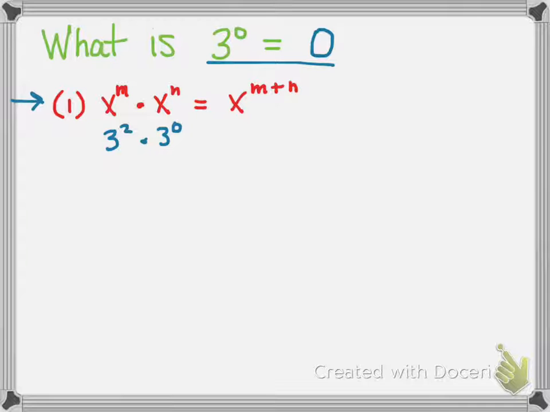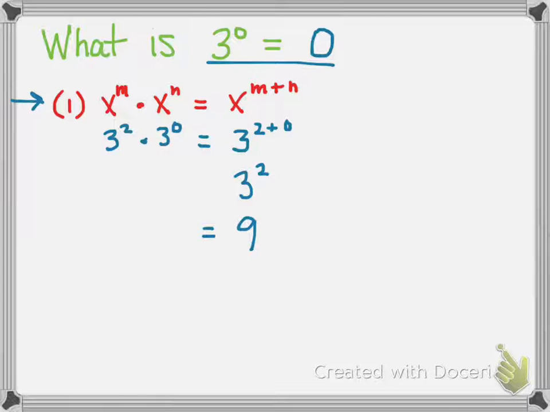Let's say we had 3 squared times 3 to the 0 power. If that's true, then we know that our base would be a 3, and we could add the exponents, 2 plus 0. And then we know that 3 to the 2 plus 0 is just 3 squared, and 3 squared is 3 times 3, that's 9. So we would have 9 on this right side. So let's take a look at 3 to the 0 being equal to 0 and see if we get the same thing on both sides.